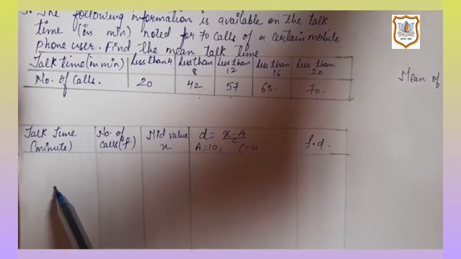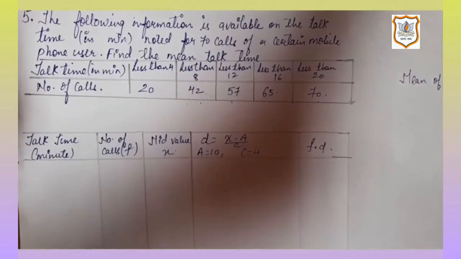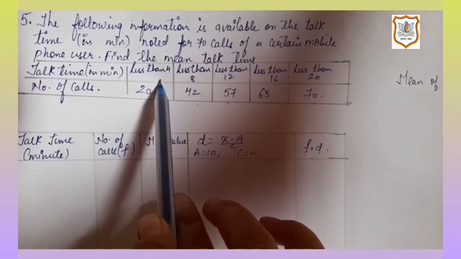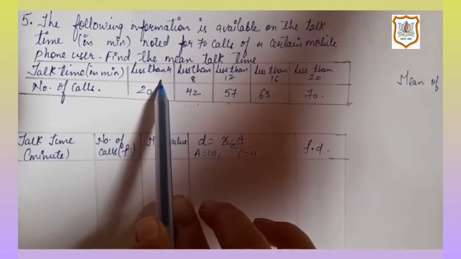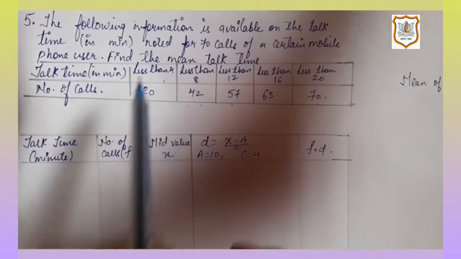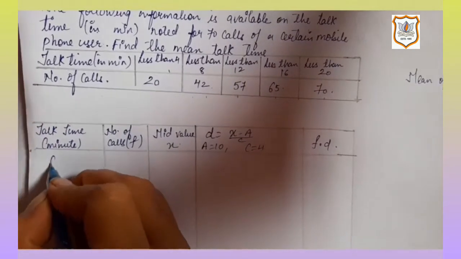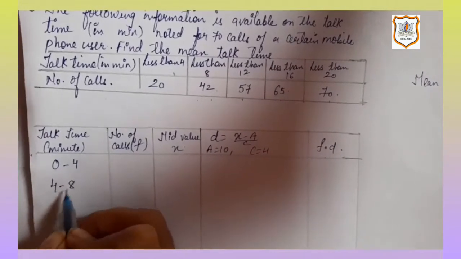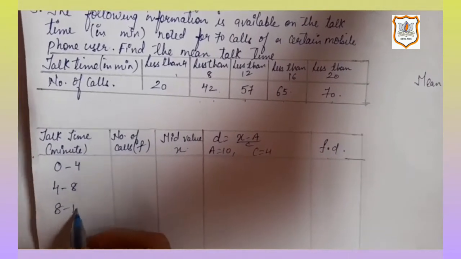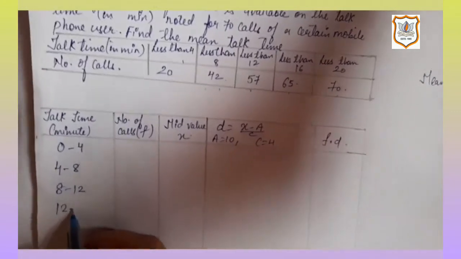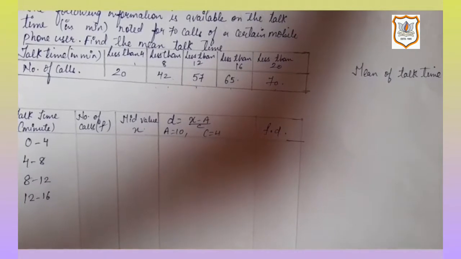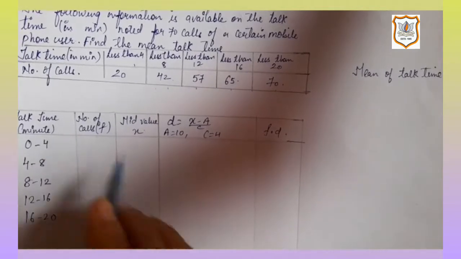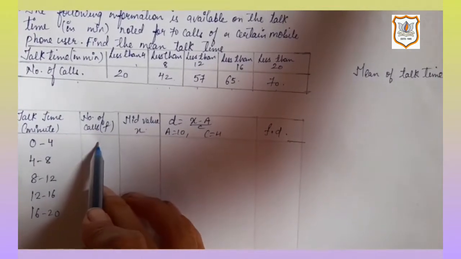So we'll write the talk time as it is from the question. First one is less than 4. But our initial class is 0 and the difference between successive upper boundary points is 4. So the first class will be 0 to 4. Then the next class will be 4 to 8. After that 8 to 12. Then 12 to 16. Then 16 to 20.